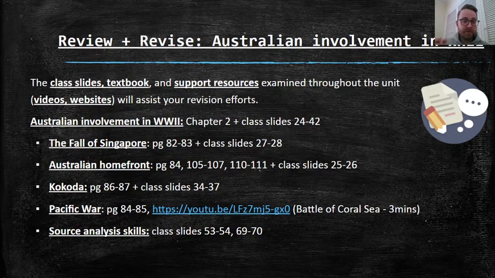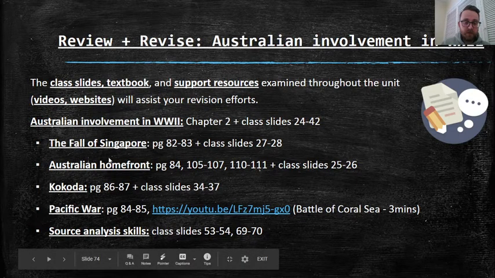In terms of these specific pages and slide numbers, Australian involvement in World War II is mainly in Chapter 2, and it's slides 24 to 42 of this presentation. And then I've gone through and given you the specific numbers for each of those topics.